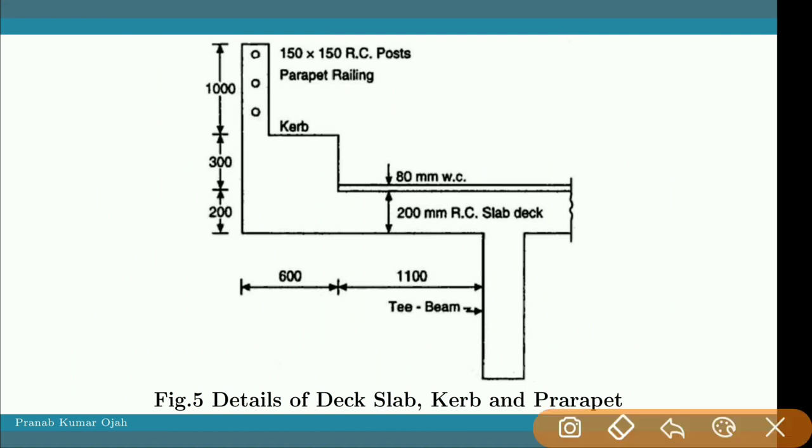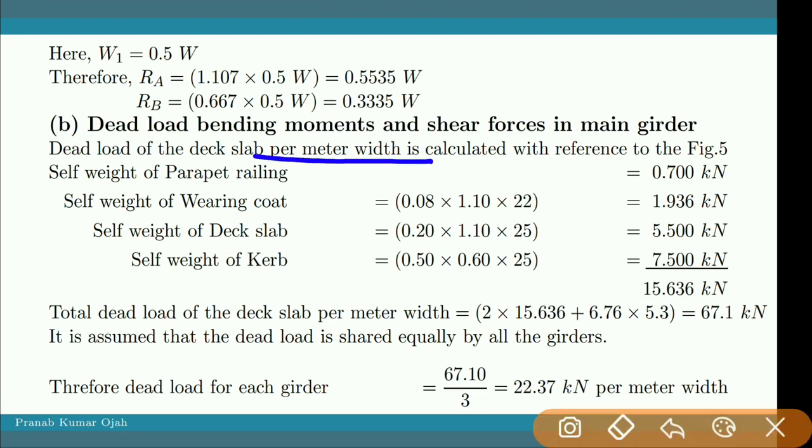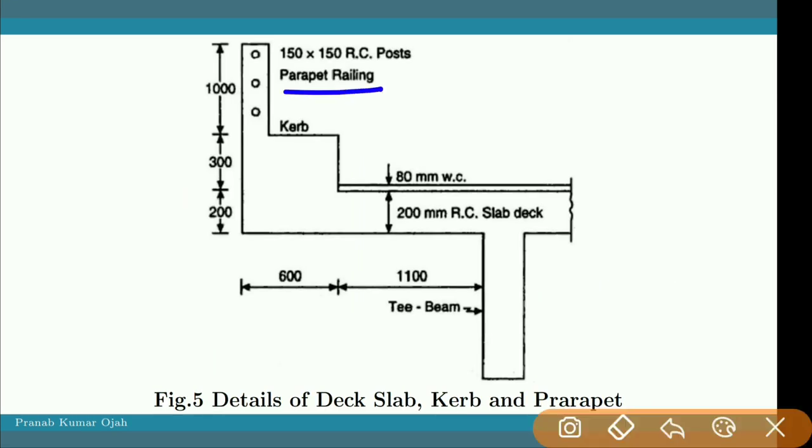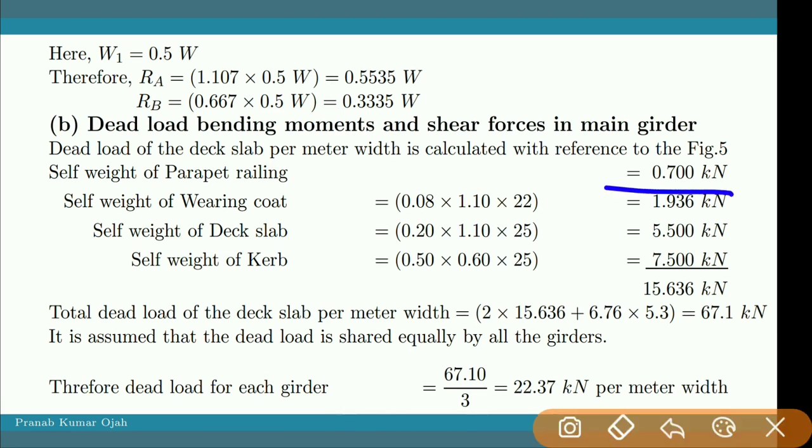In the figure, the overhang portion of the bridge is shown. So dead load we will calculate in per meter width. Now self-weight of the parapet railing. So this is the parapet railing. This portion is the parapet railing of the bridge, which is 0.7 kilonewton. Then self-weight of wearing coat.